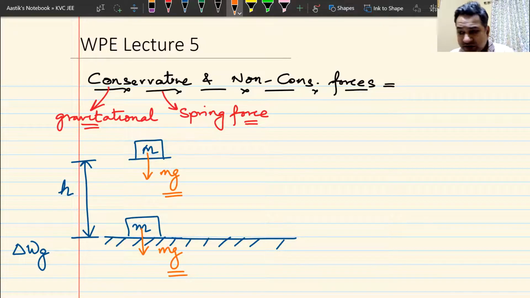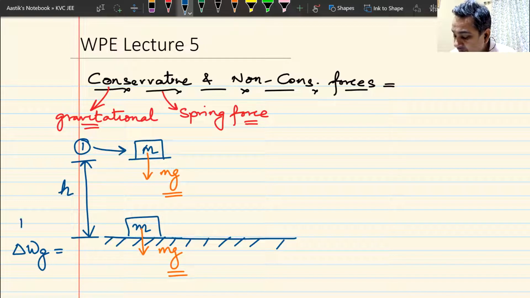Gravitational force is mg, which is a constant force. I lifted it up by height h. What is the work done by gravity? I hope you can tell me this. In this case, which I call case number 1, I am lifting it upwards.